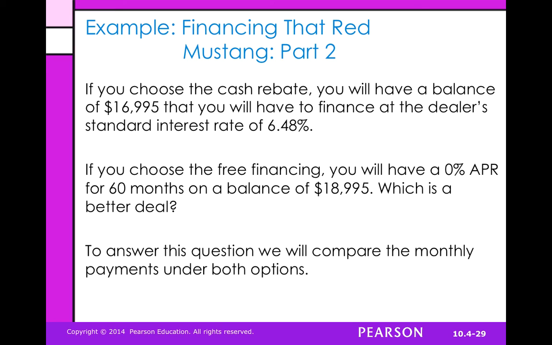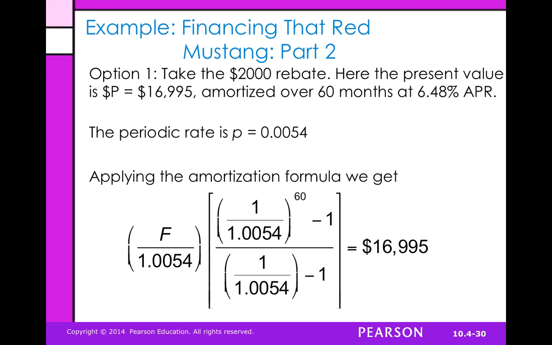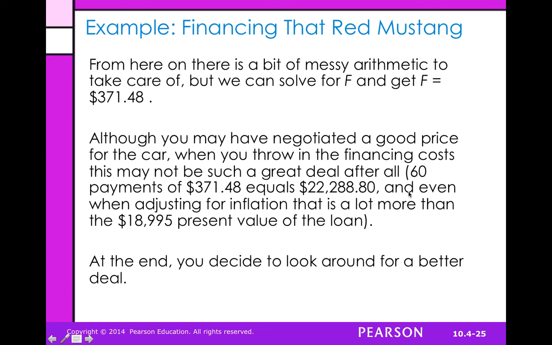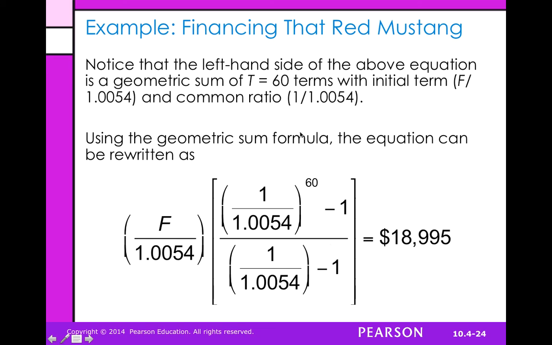Let's just consider the monthly payments under both options. For option 1, we take the $2,000 rebate, and notice that here is what we did originally when we borrowed $18,995. Well, now we're not borrowing $18,995 anymore. We're borrowing $16,995.